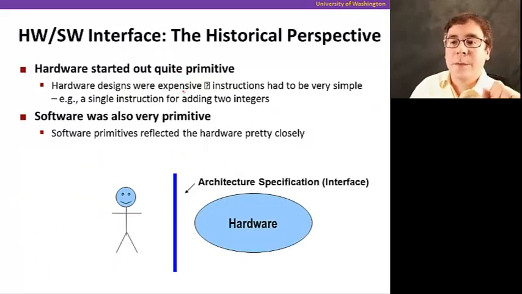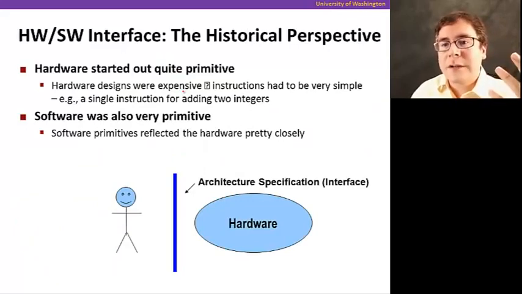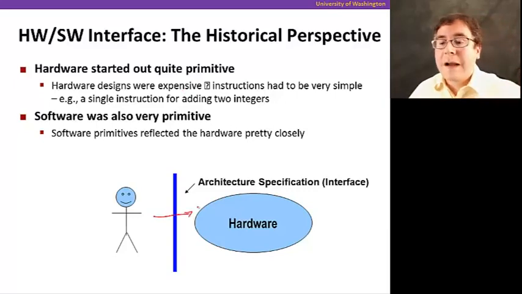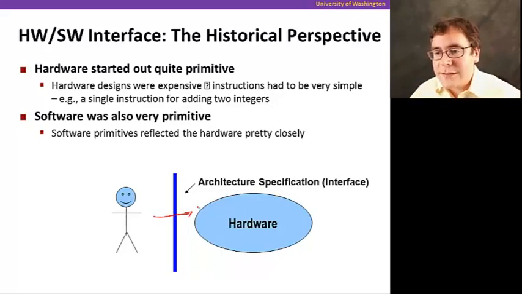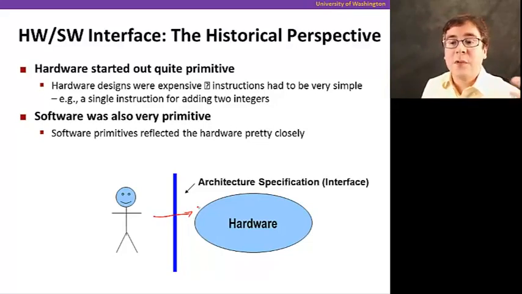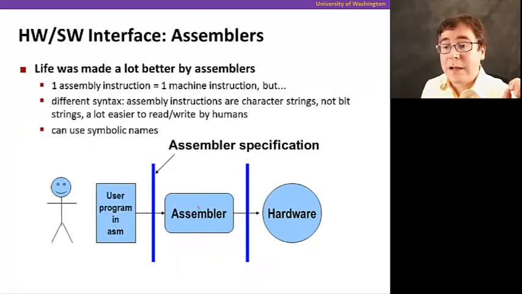Now, let's look at the hardware-software interface from a historical perspective. At first, the hardware-software interface was very, very simple because hardware was simple. Hardware was very primitive when computers started. So humans were able to write code directly to hardware without any abstraction at all. That means software was also very primitive, because the software primitives reflected the hardware pretty closely. But then people got really excited about computers: hey, computers can do all of these things, so they ended up writing more and more complex pieces of code. That meant that humans could no longer keep up with the complexity of writing machine code directly.